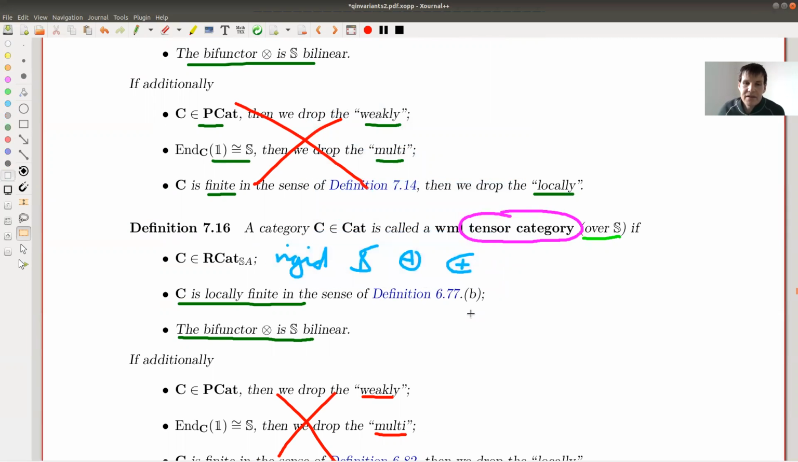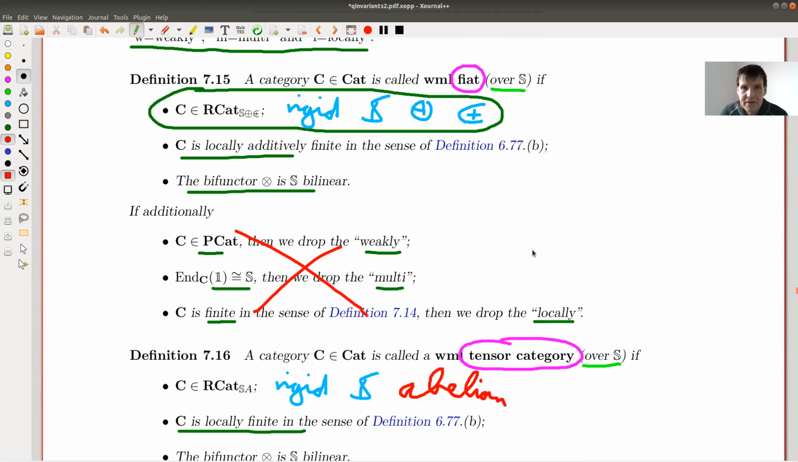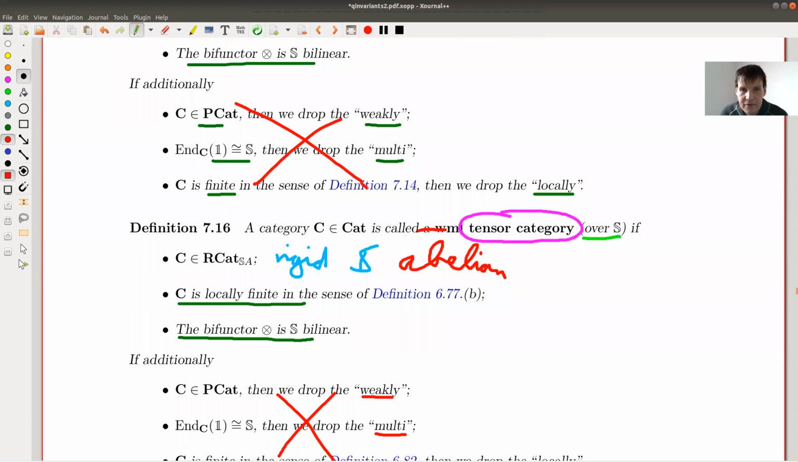I would ask it to be linear, but, and that's a crucial difference, I don't ask it to be additive. I don't ask it to be idempotent complete. I ask it to be abelian. I ask it to be abelian. Okay. So that's the difference. Here I ask additive and idempotent complete, and here I ask abelian. And that's a real difference.